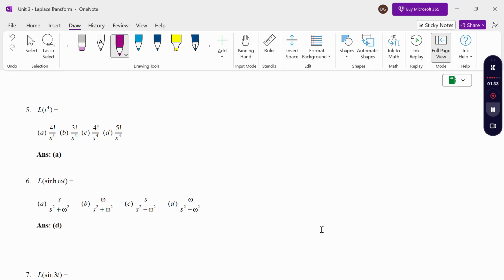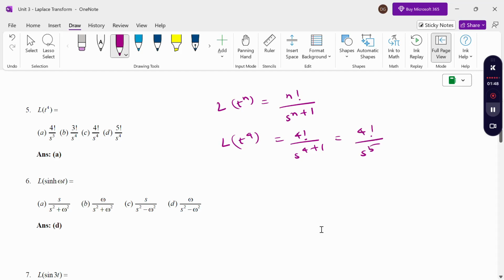And L of t power n is n factorial by S power n plus 1. So L of t power 4 is 4 factorial by S power 4 plus 1, which is 4 factorial by S power 5, option A.